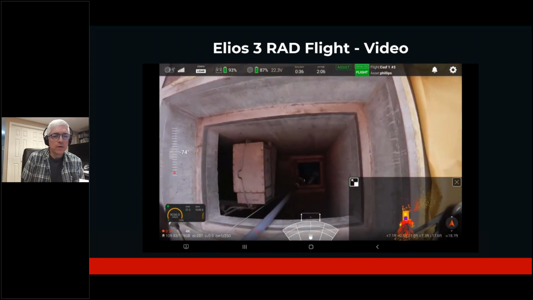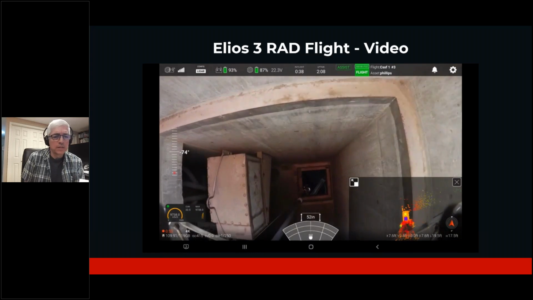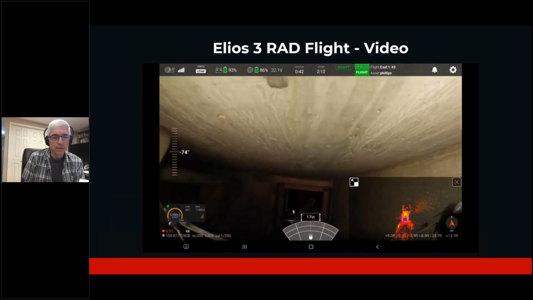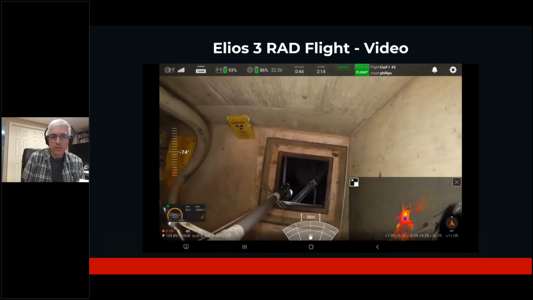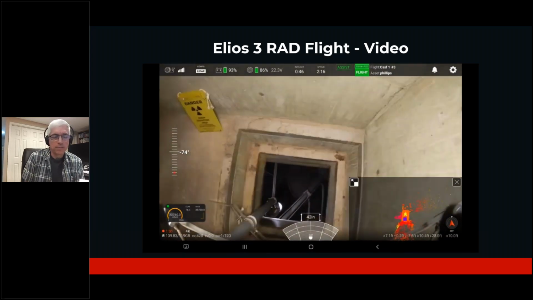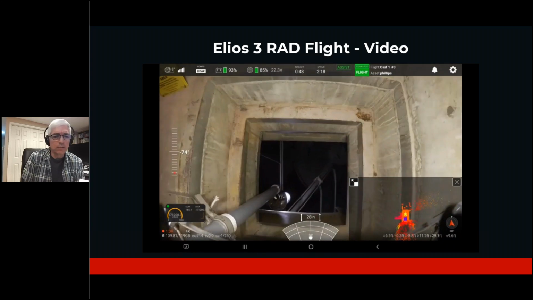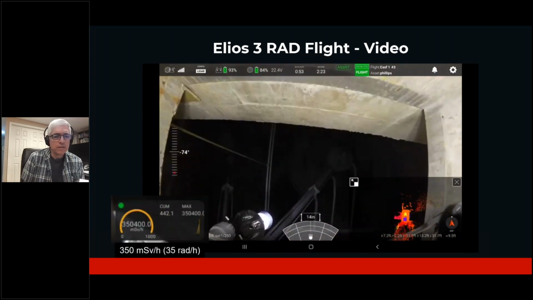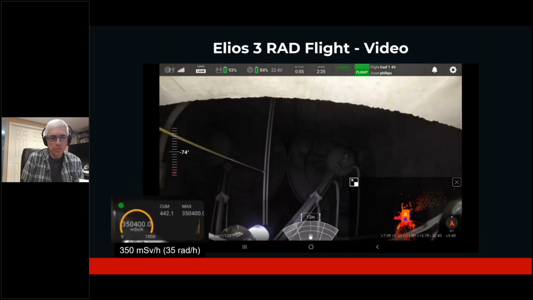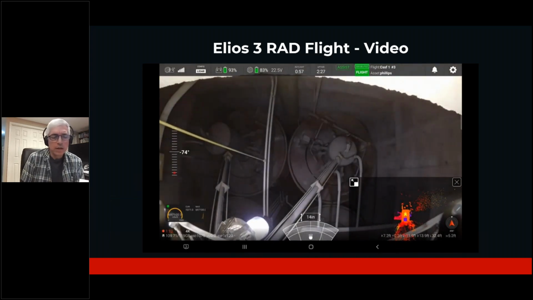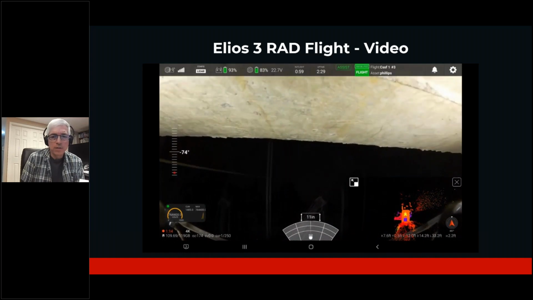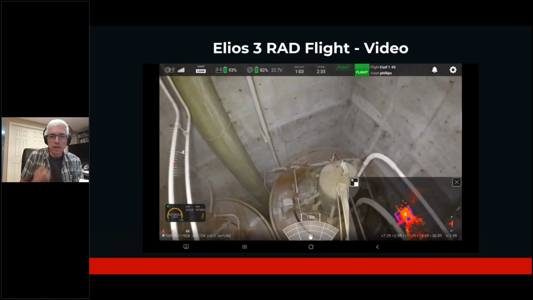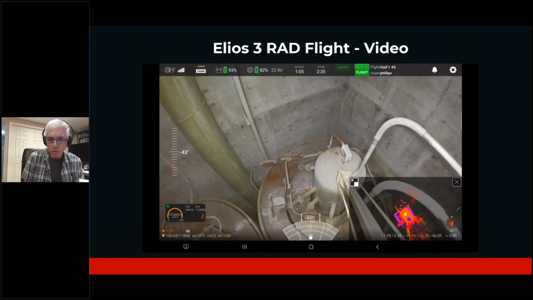As it's entering the vault, we're at approximately 11 millisievert per hour right there. Right before it enters the lower hatch into the bin proper, I believe we're reading roughly 35 millisievert, or 350 millisievert. And once it drops into the bin, you're seeing there's a little buffeting, a little bit of airflow from the hot air rushing up out of that hatch opening.